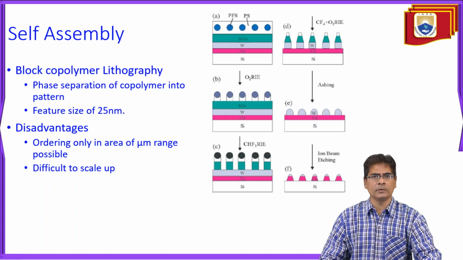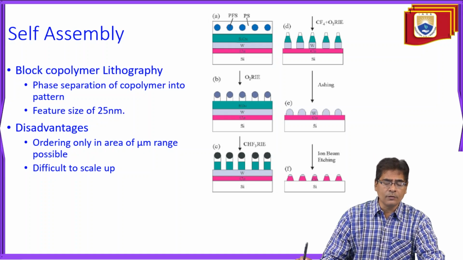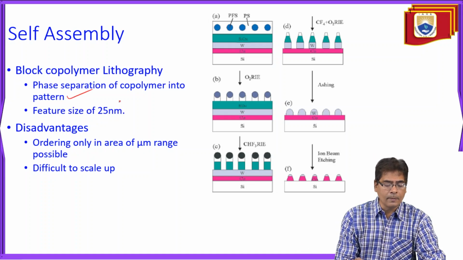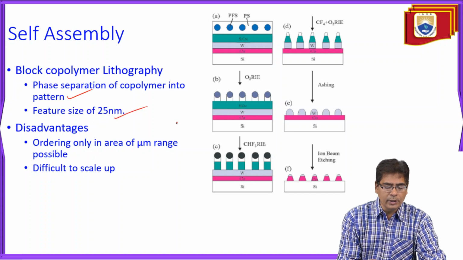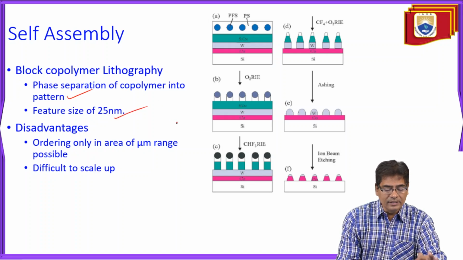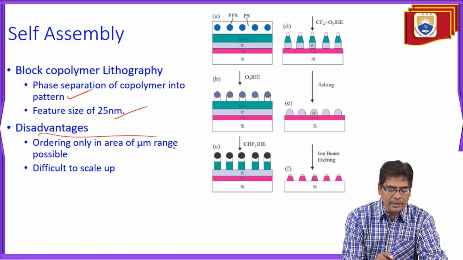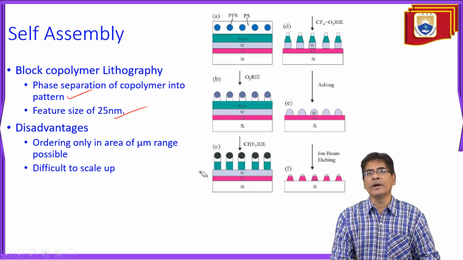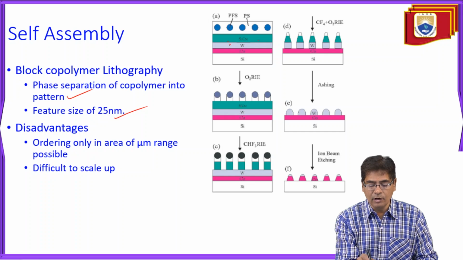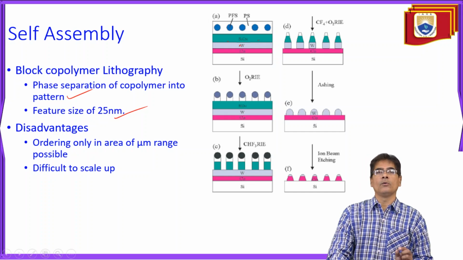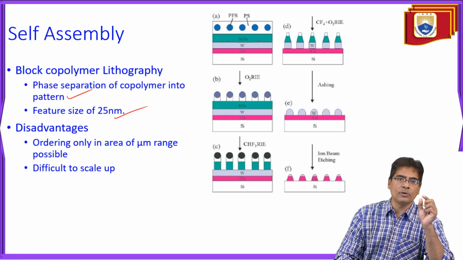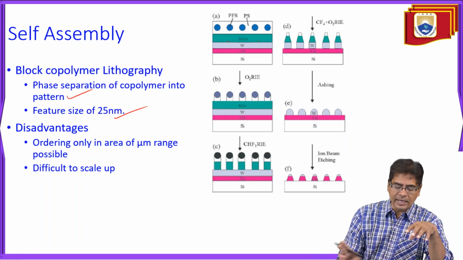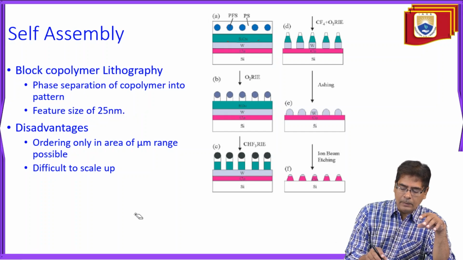Feature size of 25 nanometers. Phase separation of copolymer into pattern, that is feature size of 25 nanometers. In this technique we also have certain disadvantages. Those disadvantages: ordering only in an area of micrometer range is possible. So it is very difficult to scale up.